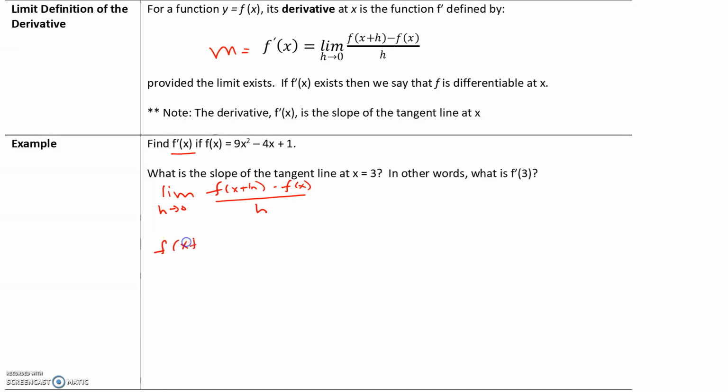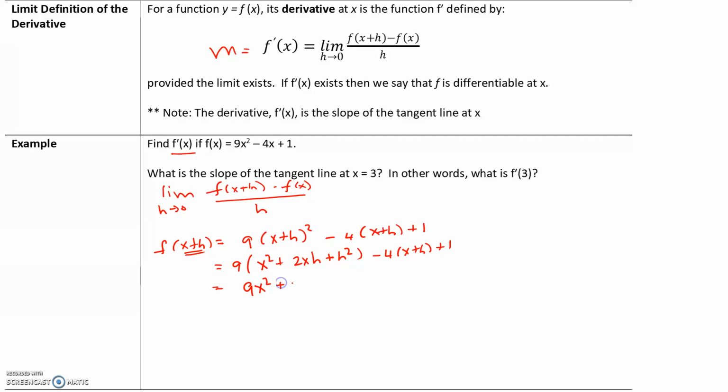First, I want to find f of x plus h, which is going to be 9 times x plus h to the second power minus 4 times x plus h plus 1. I replace each of the x values with the input, which is x plus h. So this gives me 9 times x squared plus 2xh plus h squared minus 4 times x plus h plus 1. If I distribute the 9, I get 9x squared plus 18xh plus 9h to the second power minus 4x minus 4h minus 1. So this whole thing is equal to f of x plus h.